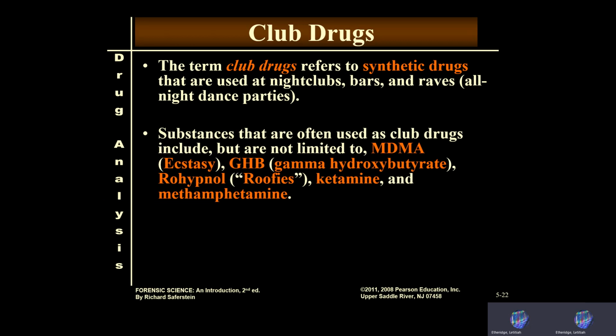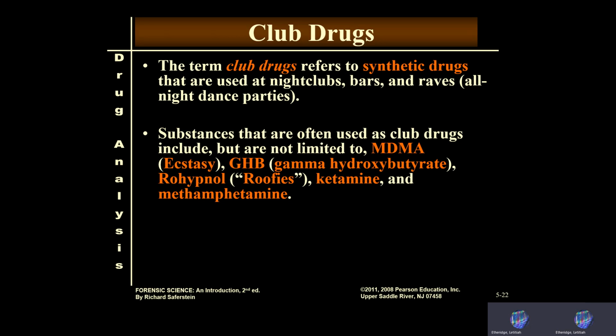Substances that are often used as club drugs, we're talking about MDMA, known as ecstasy, GHB, which is basically Rohypnol. They fall into the same category of roofies, ketamine, and then methamphetamine. Ketamine is pretty much used for vets, but it has been known to have been abused by humans to get this high at a club.